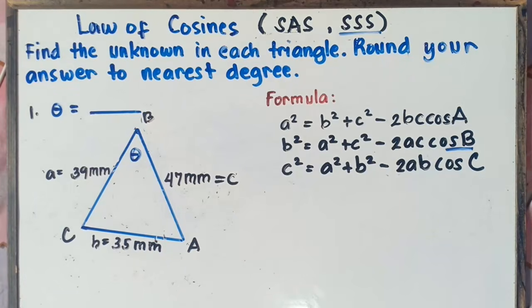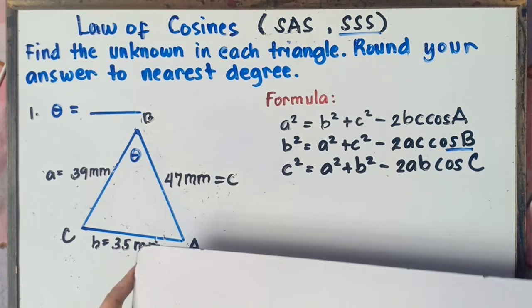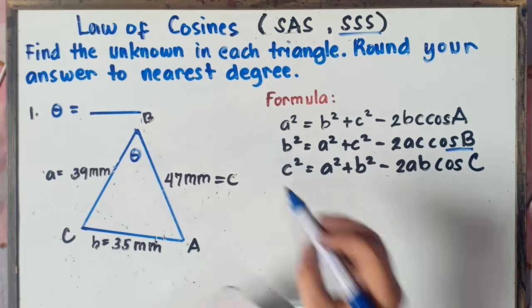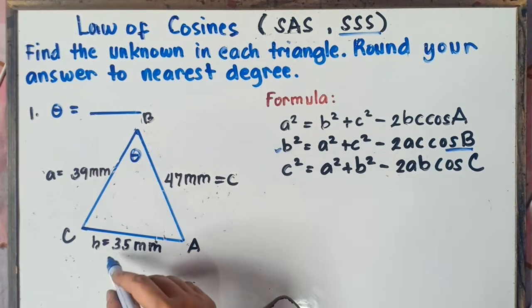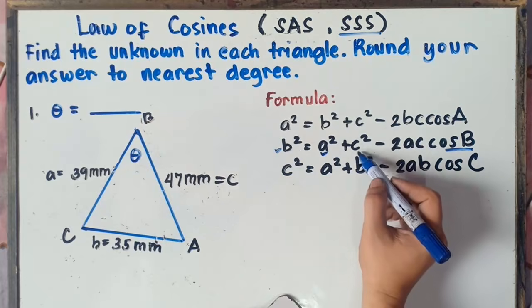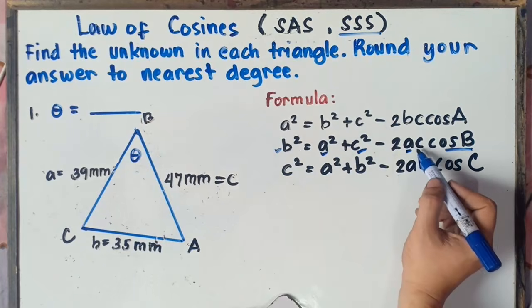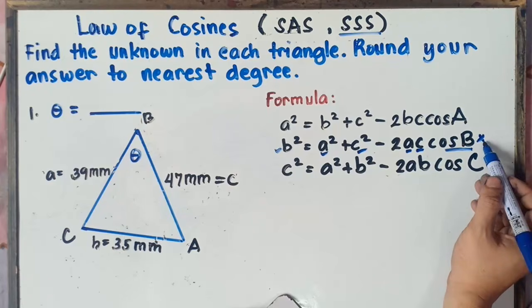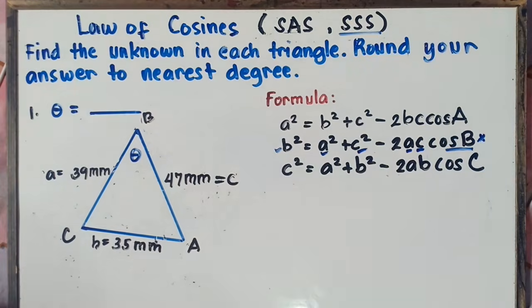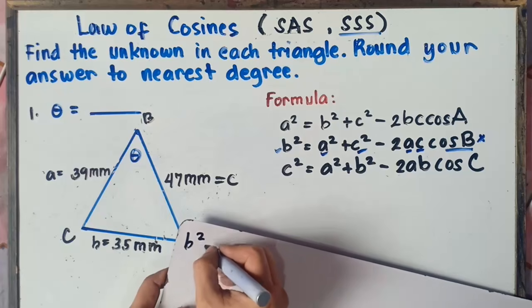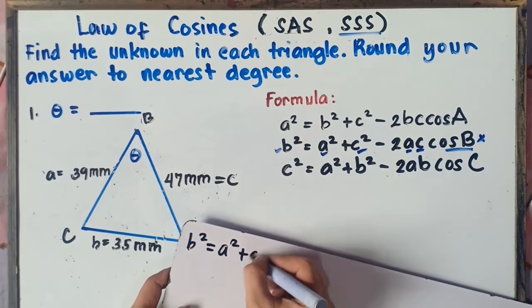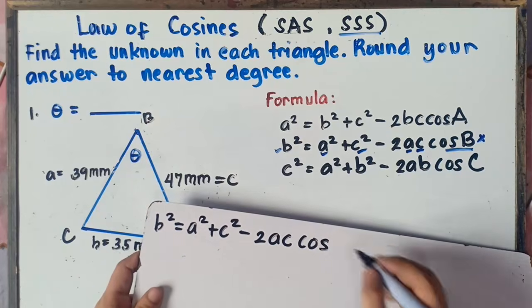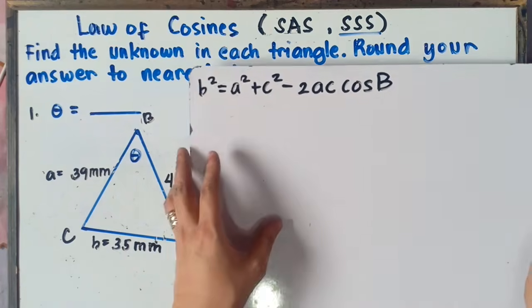Let me just copy the formula, class, since we don't have enough space. We will be using this one because we have side B, we have side A, we have side C, and we don't have angle B. We only have one unknown, therefore we will be using this formula: B squared equals A squared plus C squared minus 2AC cosine B.